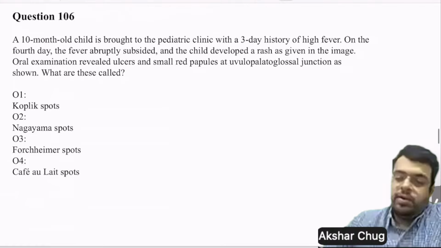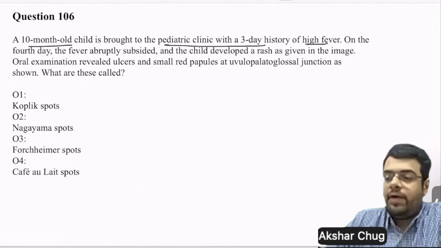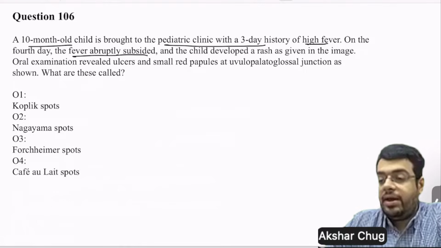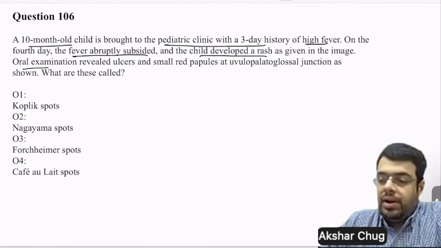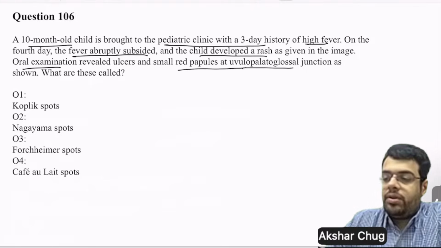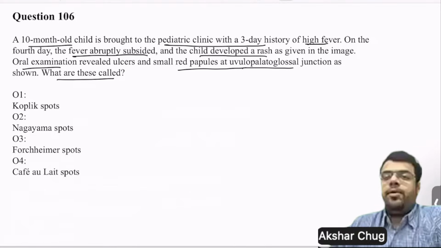Question 106. A child is brought to the pediatric clinic with a 3-day history of high fever. On the 4th day, the fever abruptly subsides as the child develops a rash as given in the image below. Oral examination revealed ulcers and small red papules at the uvulopalatoglossal junction. What are these called? So first of all, it is important to diagnose the condition.